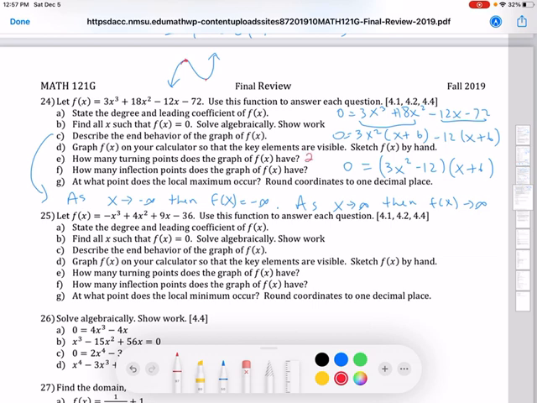How many inflection points? This is always the degree minus 2. The degree is 3, minus 2, so this is just 1. Okay, so the degree is 3. Always from the degree, subtract 2, and you get your inflection points. At what point does the local maximum occur? And round your coordinates to 1 decimal place. So you can just approximate. And you can graph, like I said, on decimals if you would like, and you would be fine. Just approximate more or less to 1 decimal place.